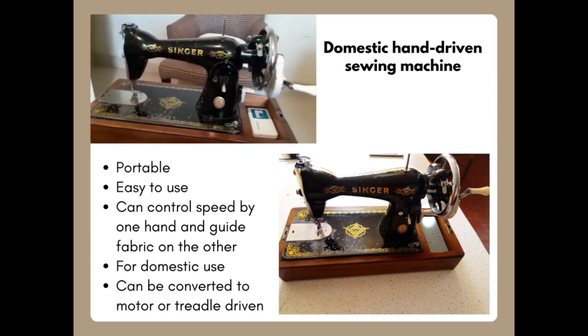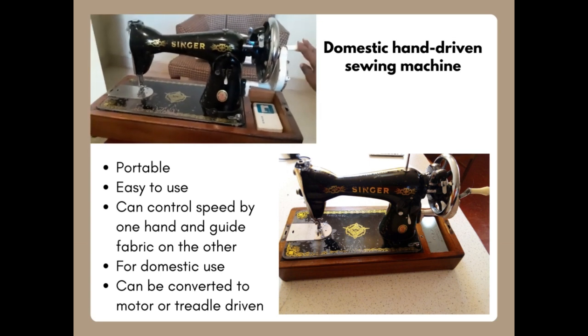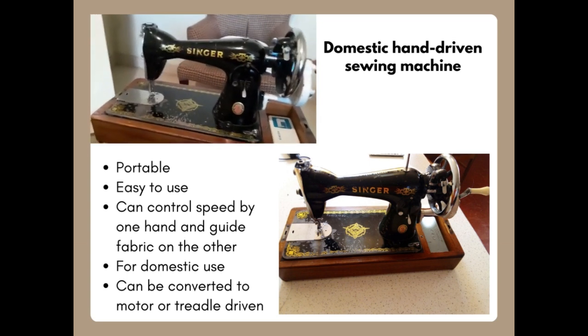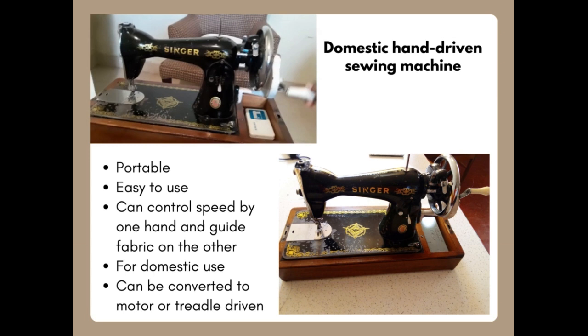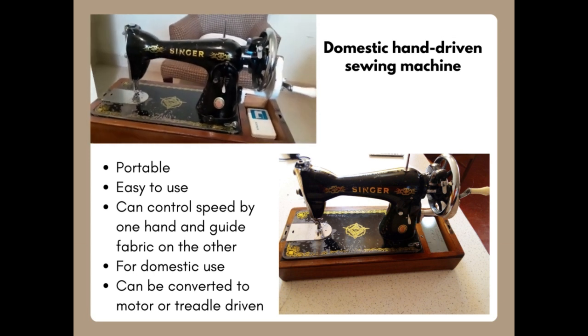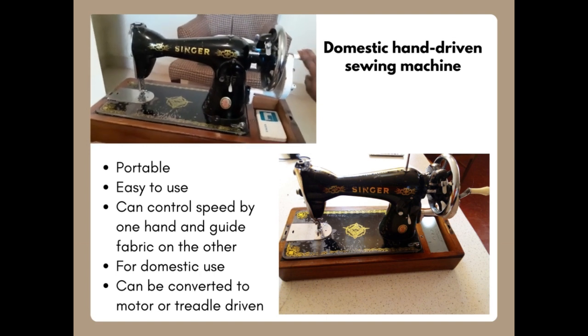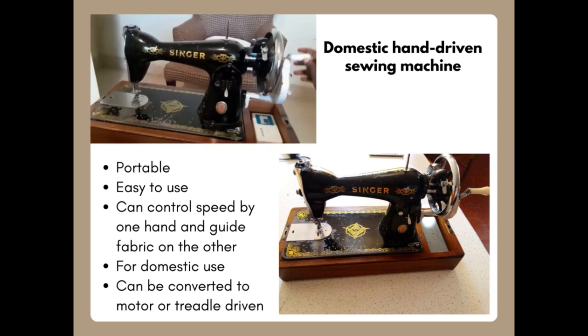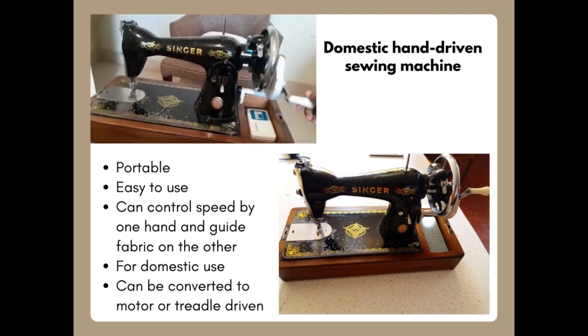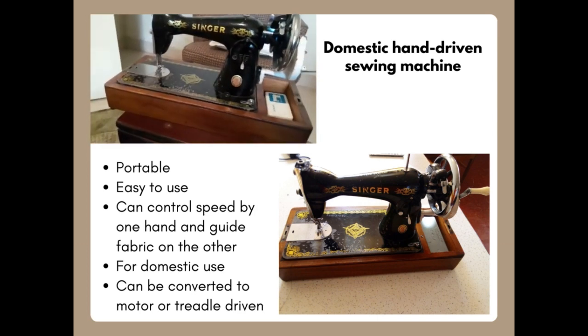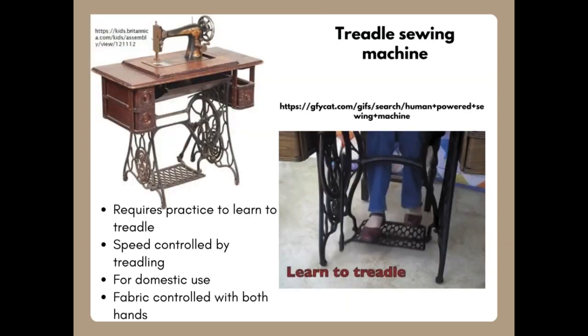A hand-driven machine can be converted into a treadle machine by placing it on a treadle table and inserting a belt around the top and bottom wheels. It can also be connected to an electric motor, so it's possible to turn a hand machine into an electric motor or a treadle machine.